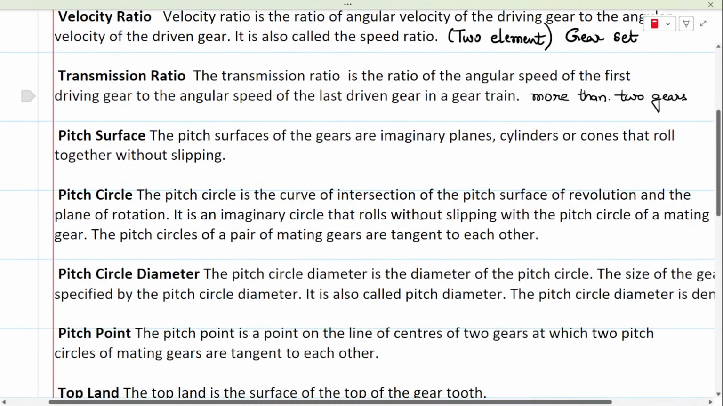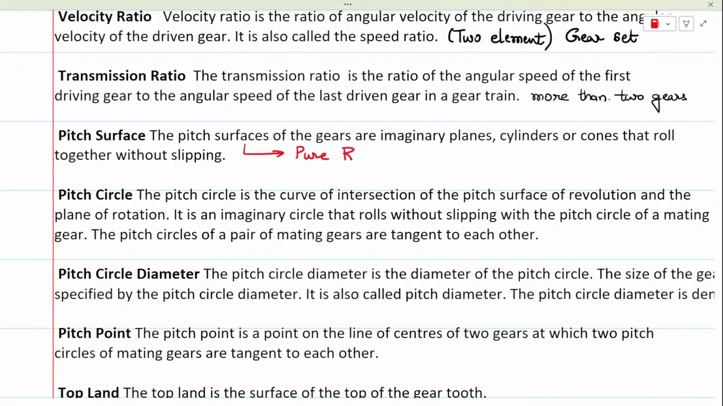Now next is pitch surface. Pitch surface is nothing but the surface corresponding to the pitch circle, or the surface that is corresponding to pure rolling action. Those are called pitch surfaces, or I could say corresponding to the pitch circle.